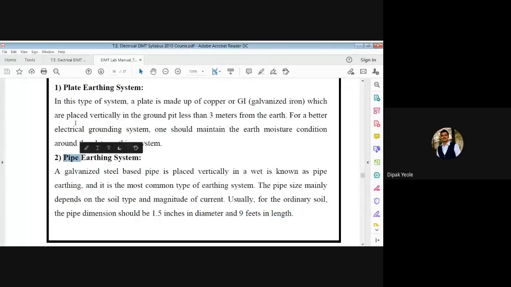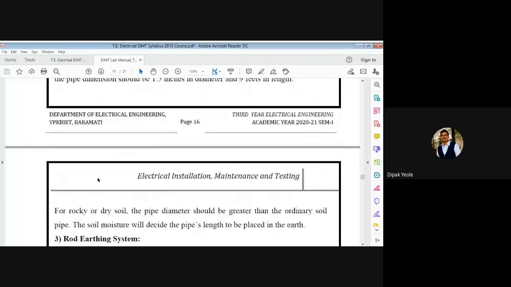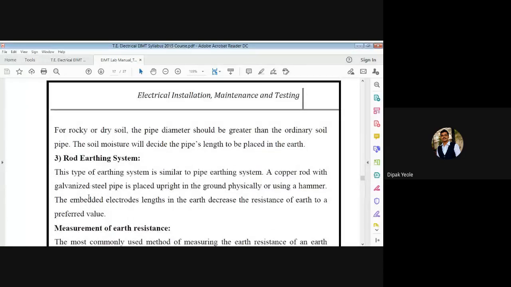which we are interested in. So these are the two systems we are using for earthing, plate earthing and pipe earthing. And now we are interested in the third also, but before that, there is one important point related to the pipe earthing. For rocky or dry soil, the pipe diameter should be greater than ordinary soil pipe. The soil moisture will decide the pipe's length to be placed in the earth.